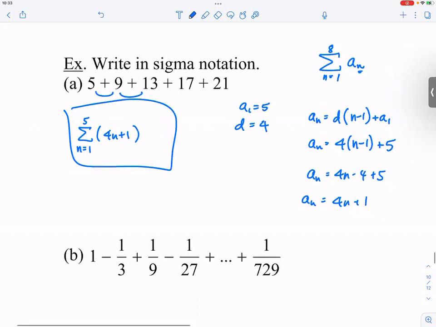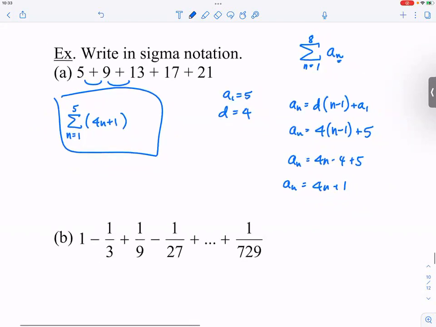Okay. So now, it's not that difficult. Okay, just make sure you know the format.